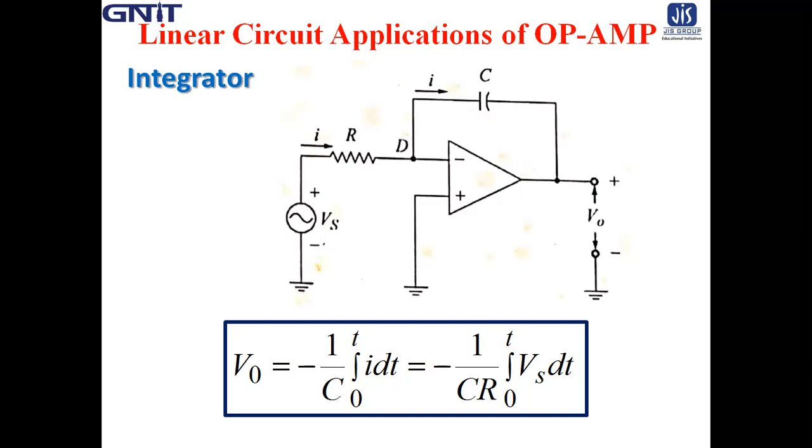The factor 1 by RC is known as the integrator gain constant and has the dimension of frequency. So the output is basically proportional to the integration of the input signal. That is why this circuit is called an integrator circuit. Okay.